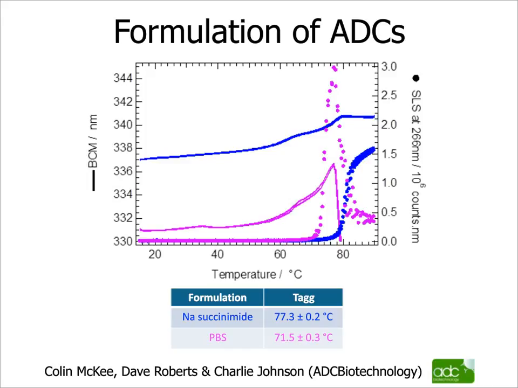If we look on this trace, you can see the light purple traces representing the ADC in PBS. You can see at around 70 degrees, we see a huge decrease in both of those signals. That's indicating that the protein is dropping out of solution. The darker blue traces represent the protein in sodium succinate, and you can see that the protein, while it does aggregate, it aggregates at a higher temperature, and it does not precipitate either. So sodium succinate is definitely a better formulation for this drug than PBS.